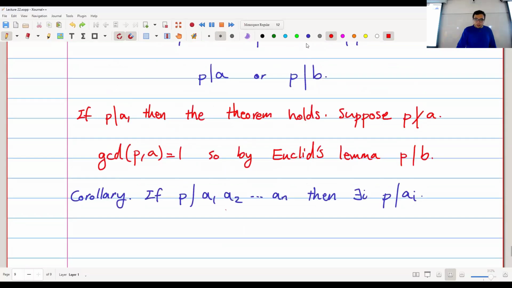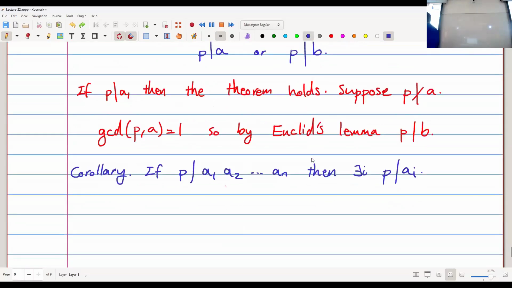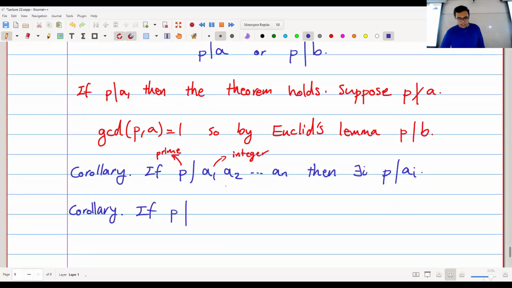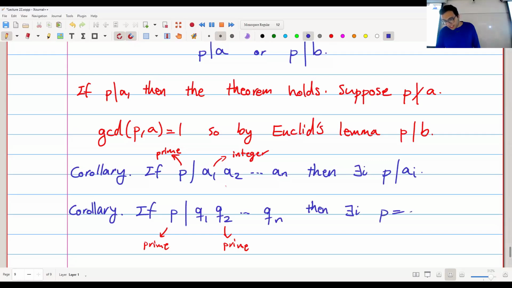Okay. Now, suppose that instead of just taking a product of arbitrary numbers, I take a product of primes. So remember, when I write P, I mean that this is a prime number. But when I write A something, I just mean that it's some integer. Okay. But here's another corollary. Suppose that I have this P and it divides a product of other prime numbers, Q1 times Q2 to Qn. And in this case, P is prime, and every Qi is also prime. Then there exists a particular i where P is actually exactly equal to Qi.